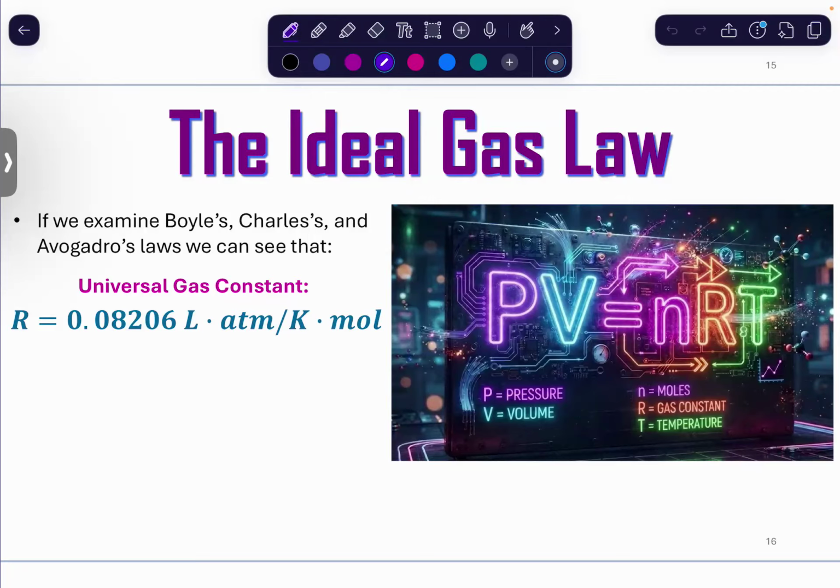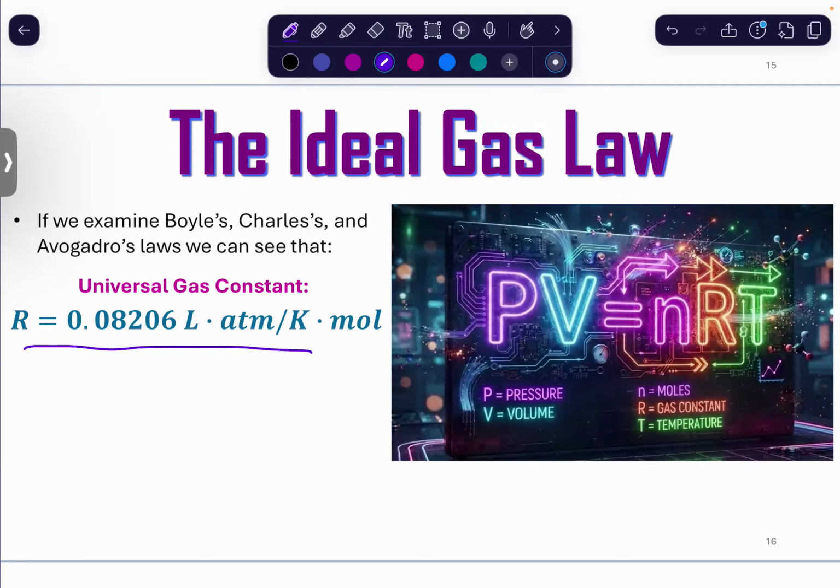So, of course, the ideal gas law is an equation you've seen before. It's PV equals nRT, where it's pressure times volume, n is your number of moles, R is the ideal gas constant, which you see here, and then T is temperature in Kelvin.